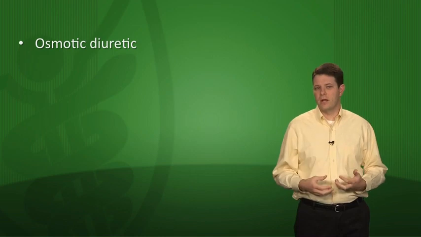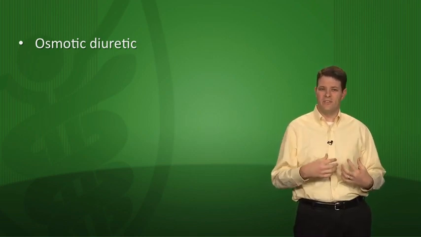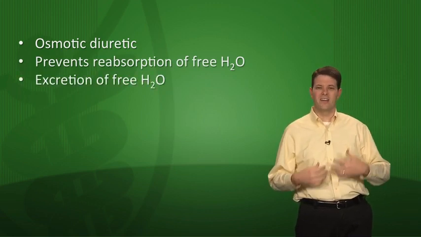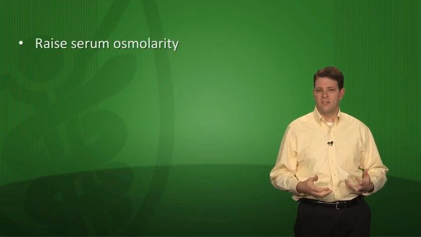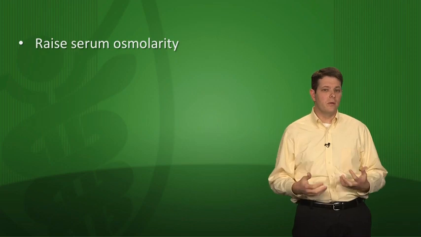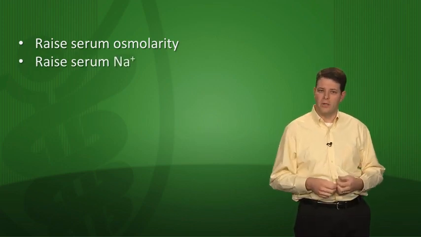Next up is mannitol, which also works in the proximal convoluted tubule. Mannitol is an osmotic diuretic. So mannitol causes an osmolar load that stays in the filtrate and prevents reabsorption of free water in the proximal tubule. It causes excretion of free water. Now, obviously, mannitol will raise serum osmolarity. But what does mannitol do to serum sodium? Well, you're losing free water, so the serum sodium is going to rise a little bit.